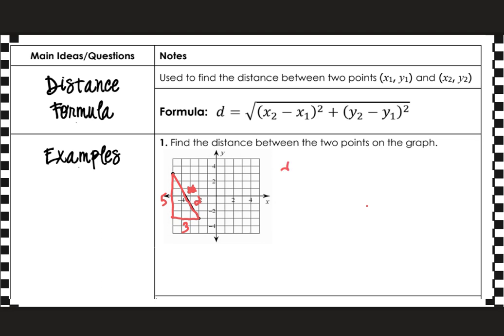So I could say D squared equals 3 squared plus 5 squared, and then we take the square root of that. So I could say my distance equals the square root of 9 plus 25, which is what, 34, right? Yeah, square root of 34. So that is going to be my distance for that one.